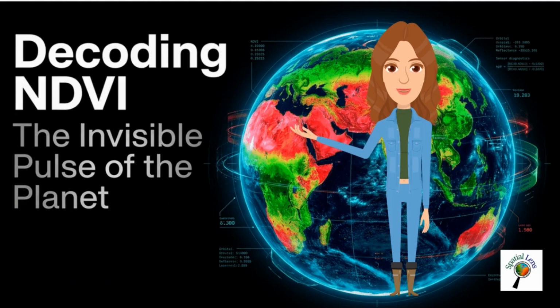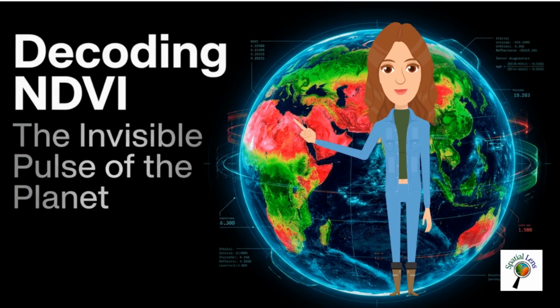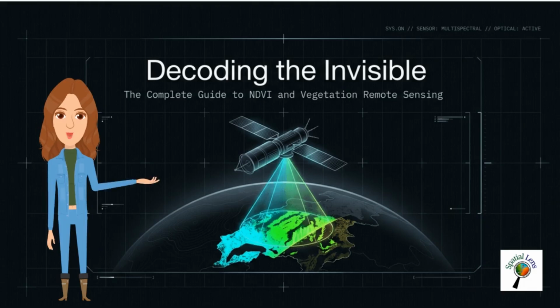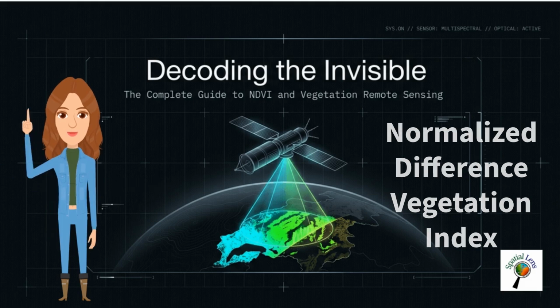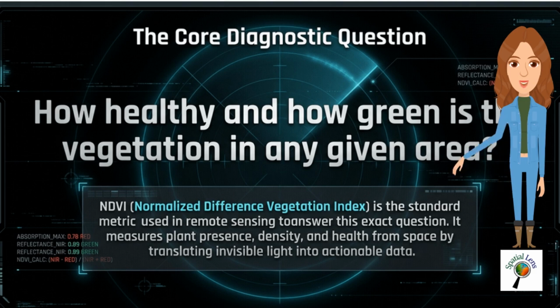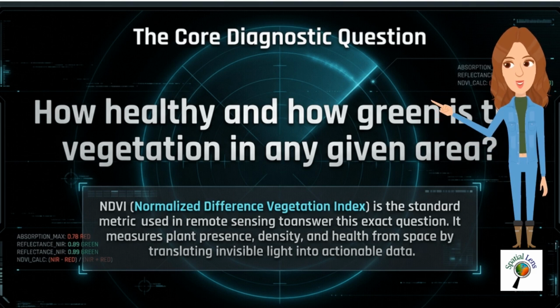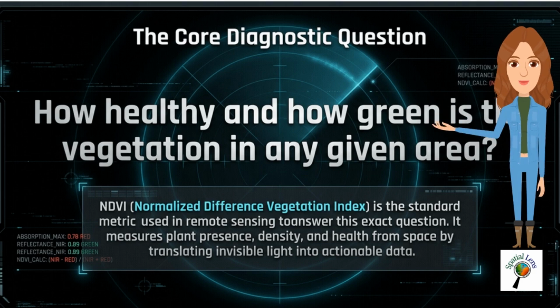NDVI, or Normalized Difference Vegetation Index, is one of the most widely used vegetation indices in remote sensing. It helps us measure the presence, density, and health of vegetation using satellite or drone imagery. At first, NDVI may sound like a complicated scientific term, but the core idea is actually very simple. NDVI helps answer one important question: how healthy and how green is the vegetation in a given area?